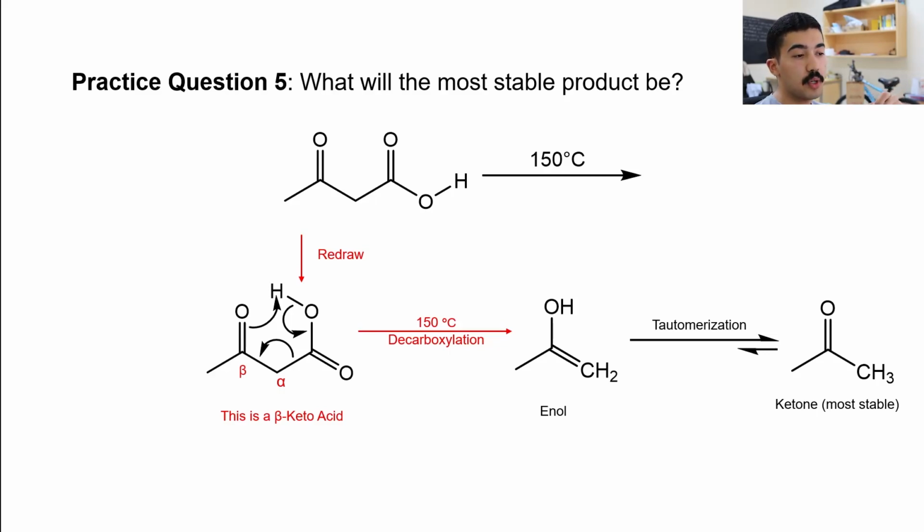Now, what do we know about tautomerization? The ketone form is generally the most stable form, and in this case, that is true. So we're going to go from our enol form to our ketone or keto form, and that's going to be the most stable form. That's going to be the form that will predominate in solution.